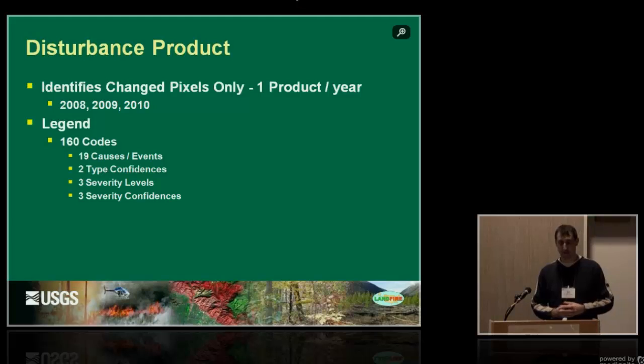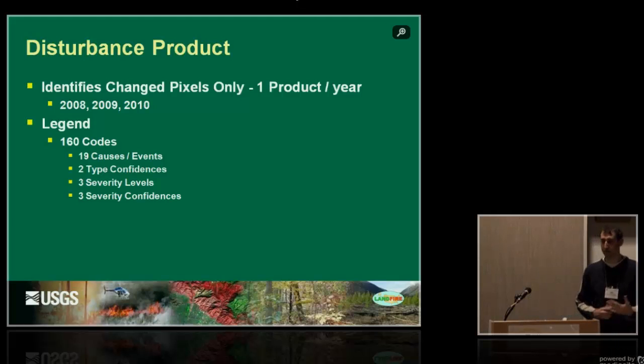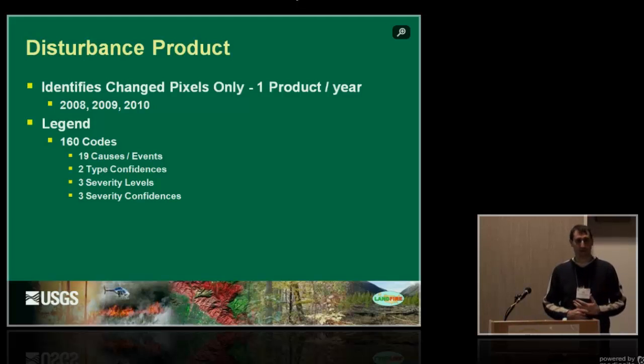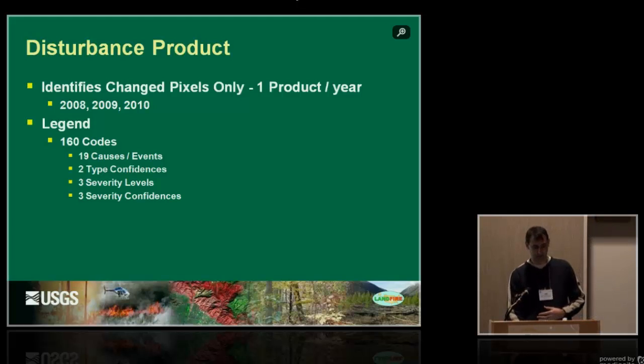And the legend's fairly sizable. There are 160 codes that we're mapping to, so 19 different disturbance causes. Most of those come from the events database that Brenda's talked about earlier, and that we'll talk about a little bit more. And then we have different confidences based upon the convergence of information and evidence, and we'll delve into that a little bit as well.